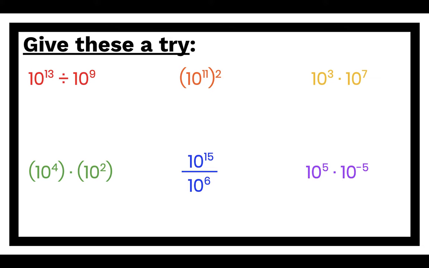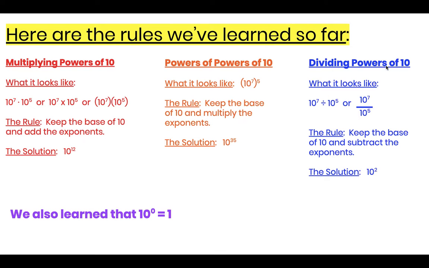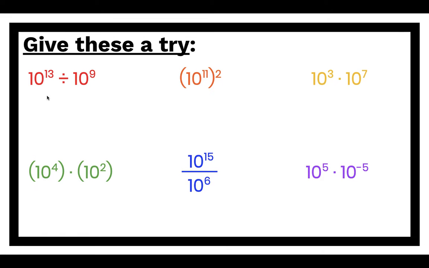All right, let's go over these. If you remember, we have dividing powers of 10. Our rule was we're going to keep our base of 10, and we're going to subtract our exponents. 13 minus 9 is 4. So it would be 10 to the 4th power. This one we have a power to a power. Our rule is keep our base of 10, but multiply our exponents. 11 times 2 is 22.